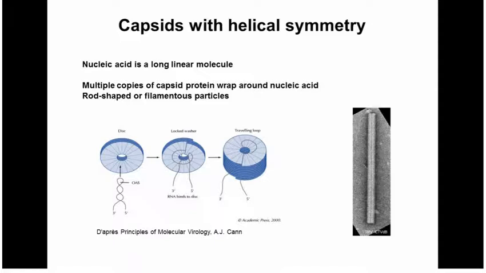Just for helical and icosahedral capsids, how are they made up? Well, the basic function of the capsid is to protect the nucleic acid genome. Right, RNA and DNA. Well, DNA is relatively stable, but RNA is not a stable molecule chemically or enzymatically.